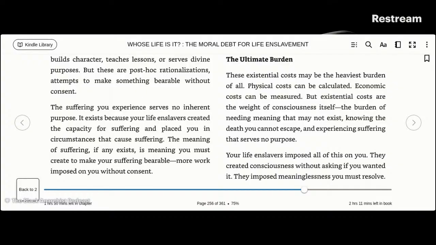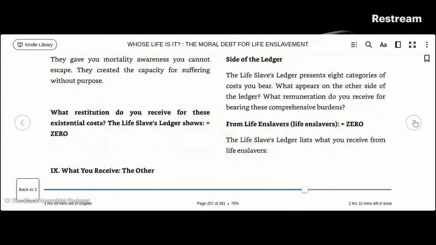Your life enslavers imposed all of this on you. They created consciousness without asking if you wanted it. They imposed meaninglessness you must resolve. They gave you mortality awareness you cannot escape. They created the capacity for suffering without purpose. What restitution do you receive for these existential costs? The life slave ledger shows zero.